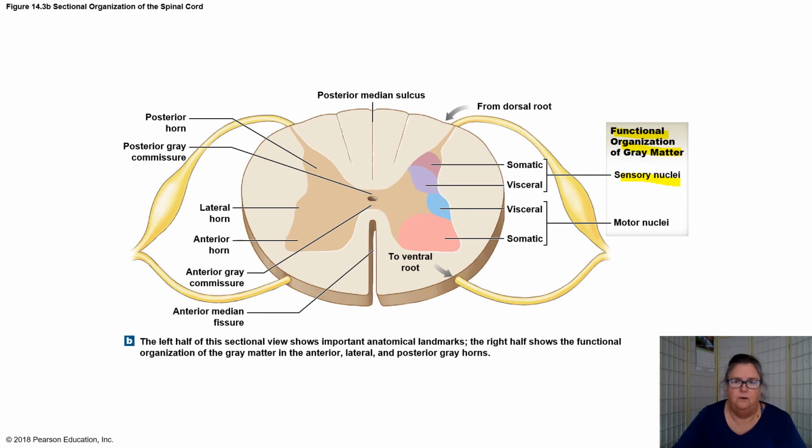There is our ventral root, dorsal root, sensory nuclei, somatic. So we're going to remember that the dorsal is sensory, incoming. This is incoming, therefore these are sensory nuclei. The motor nuclei are outgoing in the ventral root, therefore these are motor.